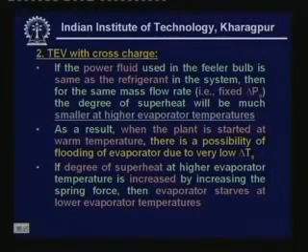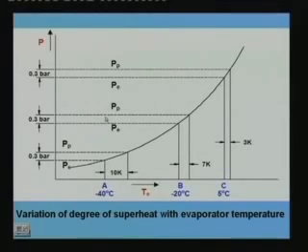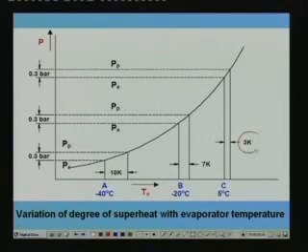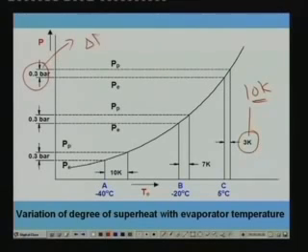One way of avoiding this is to increase the degree of superheat at higher evaporator temperatures. That means you set the spring force in such a way that at higher evaporator temperature you increase it to, let us say, 10 Kelvin. That means you have to increase the spring force, or you have to increase the delta PS. So you increase the delta PS in such a way that at higher evaporator temperatures you are getting a higher degree of superheat. So this will take care of the problem of flooding.